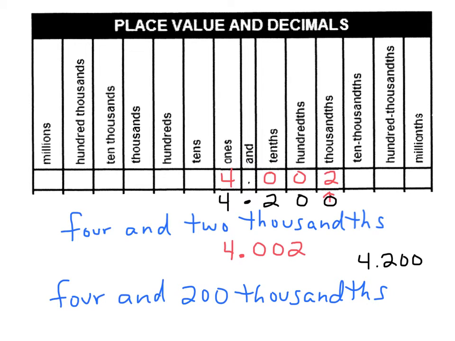Now, because these are just zeros, they're really placeholders, I don't even need them, which does show you that 4 and 200 thousandths is exactly the same thing as 4.2 or 4 and 2 tenths.